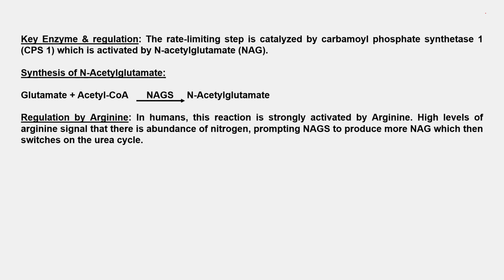Now, in humans, the synthesis of NAG is strongly activated by the presence of arginine. So if there is a high level of arginine in the body, it signals that there is an abundance of nitrogen, an abundance of protein, right? Which will further promote this enzyme to produce N-acetyl glutamate. And once N-acetyl glutamate is produced, it will switch on the urea cycle. It will allow the fusion of ammonia with carbon dioxide, the very first step to generate carbamoyl phosphate.